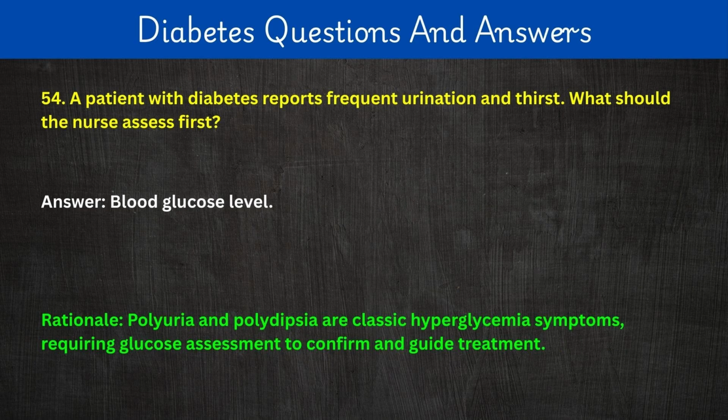54. A patient with diabetes reports frequent urination and thirst. What should the nurse assess first? Answer: blood glucose level. Rationale: polyuria and polydipsia are classic hyperglycemia symptoms, requiring glucose assessment to confirm and guide treatment.